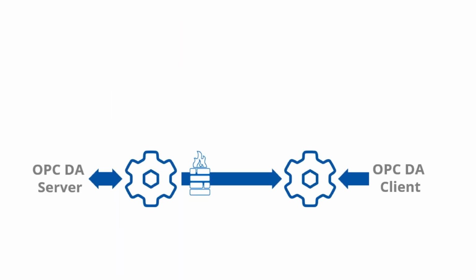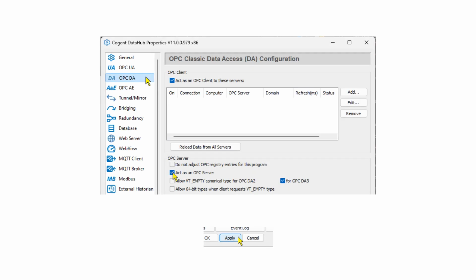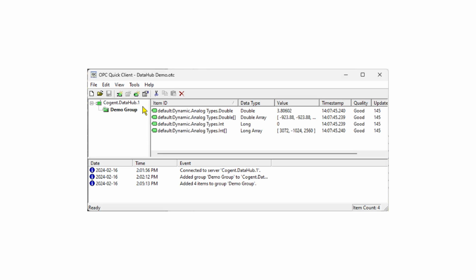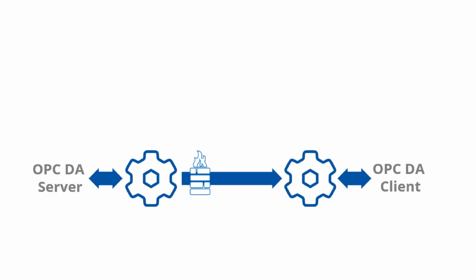For the final step, we will connect the OPC DA client. In the DataHub Properties window on the OPC client machine, select OPC DA and check the box for Act as an OPC server. Then click Apply. In your OPC client, connect to the OPC server named Cogent DataHub 1. Then add a group, and select your items. Now you are connected. OPC server data is being sent via an outbound connection, tunneled through the firewall and across the network to the OPC DA client.